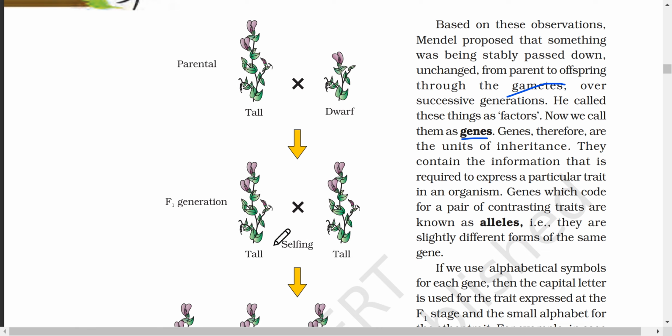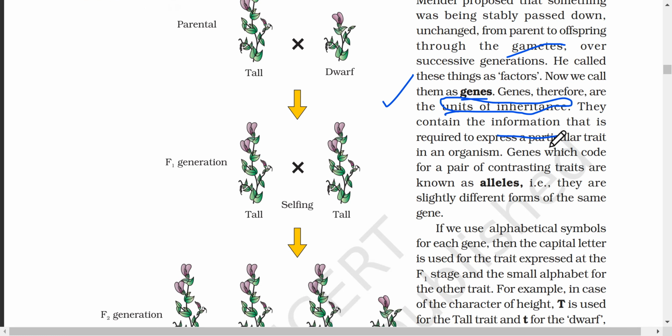So Mendel didn't say कि जीन जैसा कुछ है, but he said कुछ फैक्टर है जो गमीट्स के थ्रू पेरेंट्स से ऑफस्प्रिंग में आ रहा है. Genes therefore are the units of inheritance. Fine. All right, very important again. The unit of inheritance is gene. They contain the information that is required to express a particular trait in an organism.